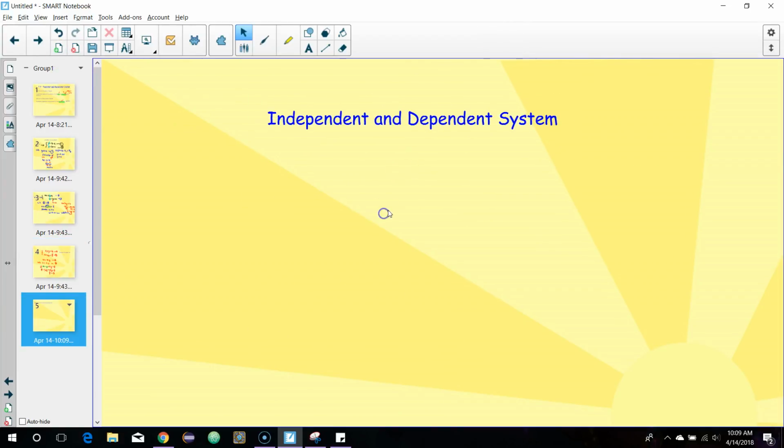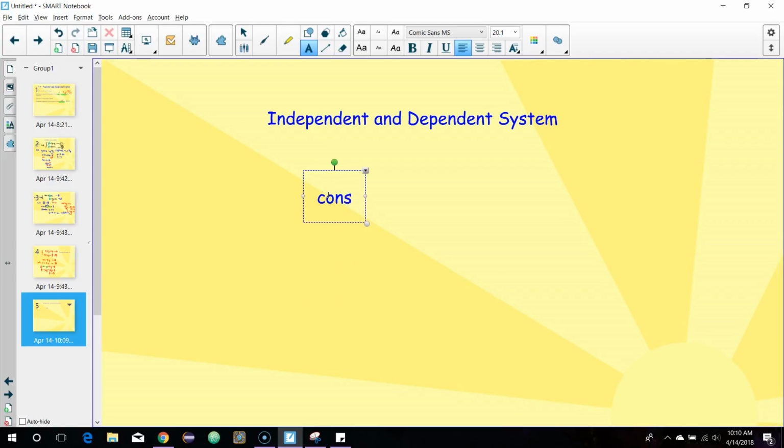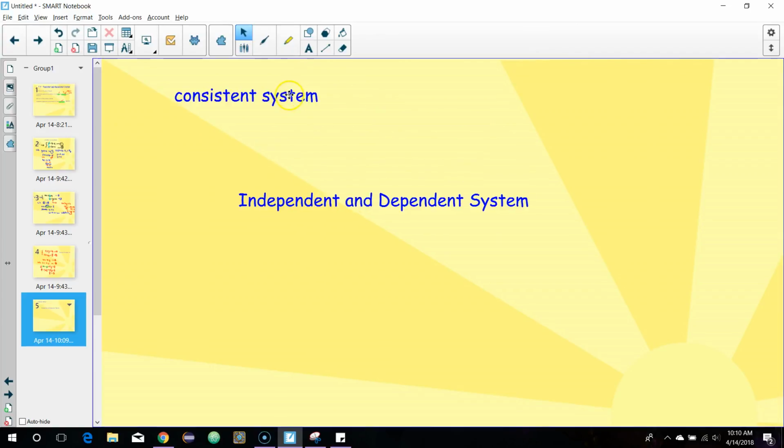Dependent and independent. So this is actually quite simple. Independent and dependent systems only apply to consistent ones. So we are talking about one solution or infinitely many solutions. So it only applies to consistent systems. Otherwise, we can't talk about independent versus dependent. So it has to be a consistent system.